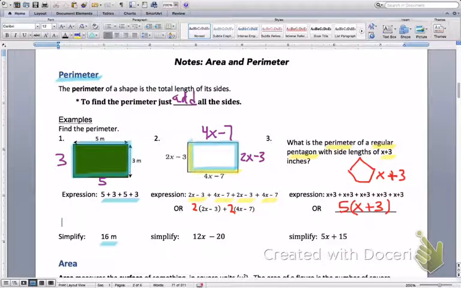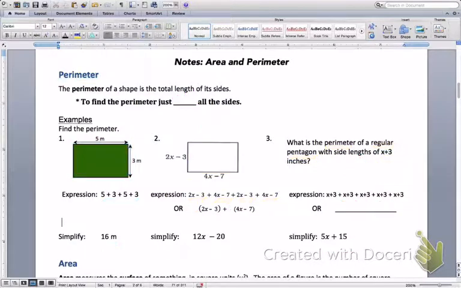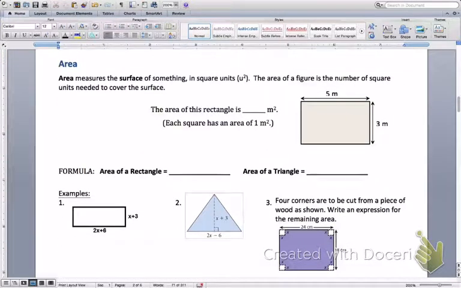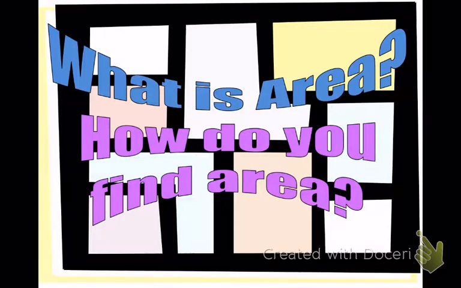All right, that's pretty much a quick review of perimeter. It is just the sum of all the sides. Now we're going to get into area and what area is. So before we get into the actual notes, let's go ahead and just take a quick look at how you find area.